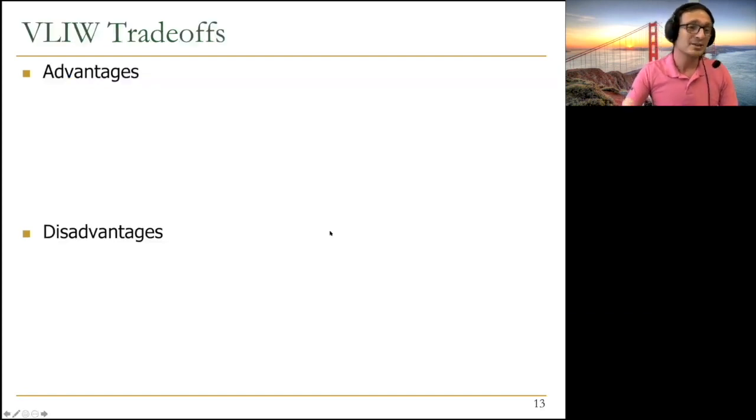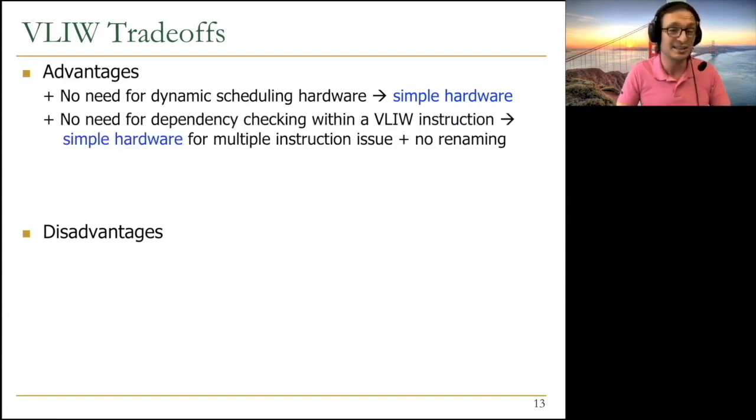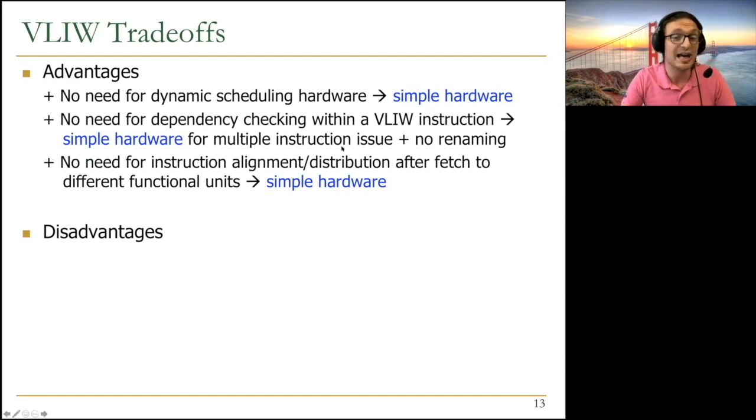Okay, so let's talk about the advantages and disadvantages of the VLIW trade-offs. Basically, the key advantage is there's no need for dynamic scheduling hardware. So out-of-order execution is not needed, assuming this works, of course. So you get simple hardware. And superscalar execution is not needed. Again, dependency checking is not needed. So no need for dependency checking within a VLIW instruction, simple hardware for multiple instruction issue. And there's no need for renaming because the compiler handles all of that, hopefully. No need for instruction alignment and distribution after fetch to different functional units. Again, hardware stays simple. You can see that the advantages are all simple hardware, right? As expected, because that's the philosophy and that's the principle.